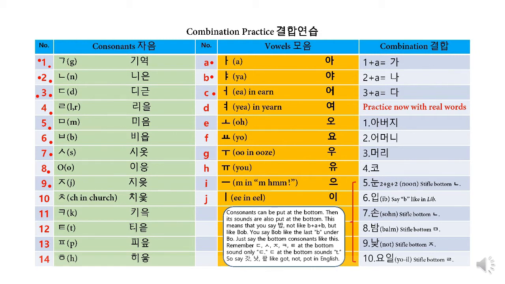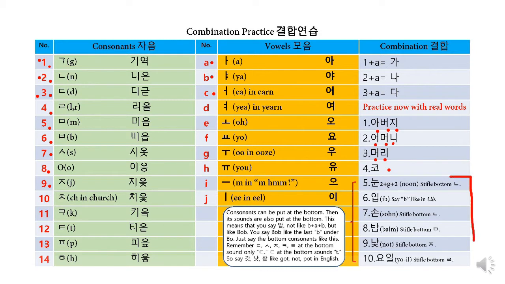So this table and number is made for the convenience of your combination practice. So, Aboji, Omoni, Mori, Ko. Aboji is father, Omoni is mother, Mori is head, Ko is nose.